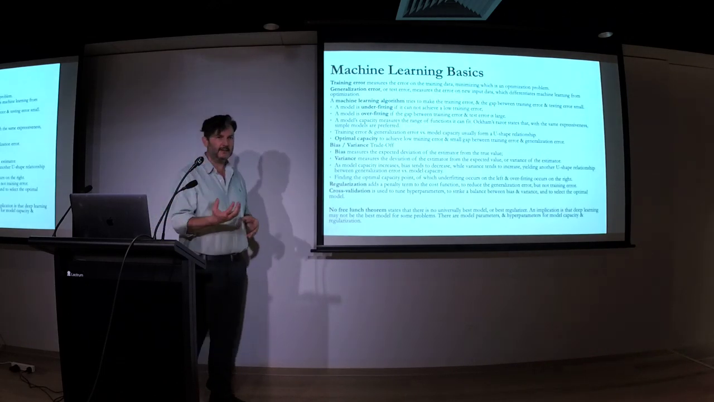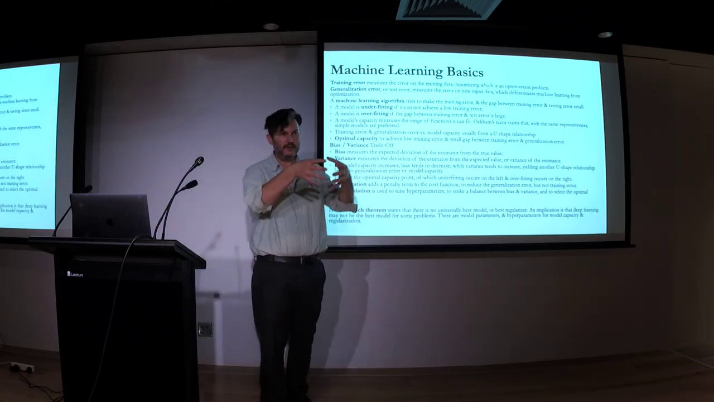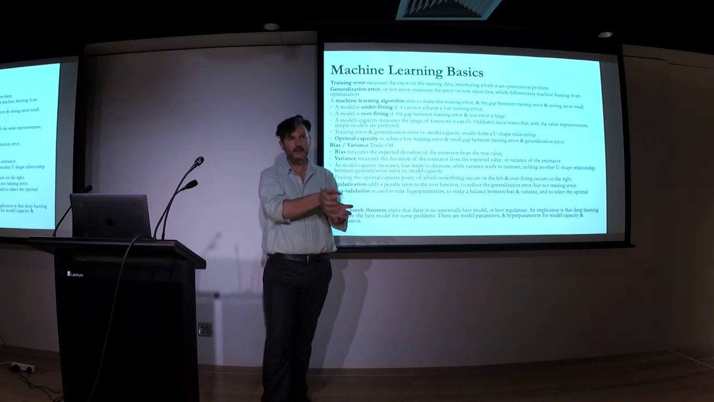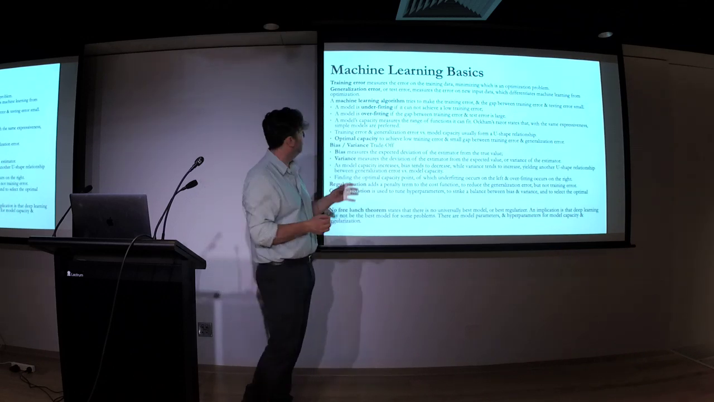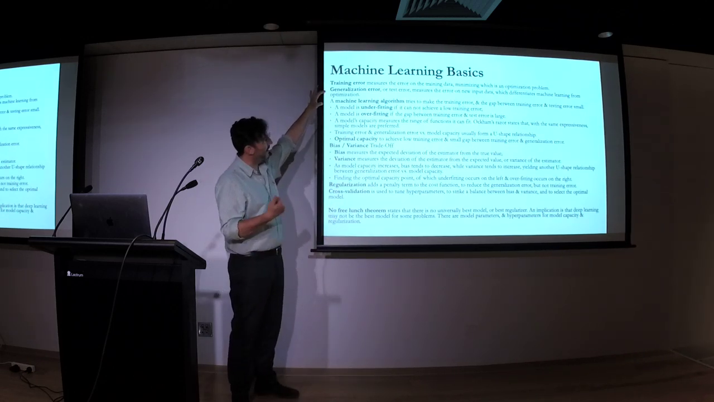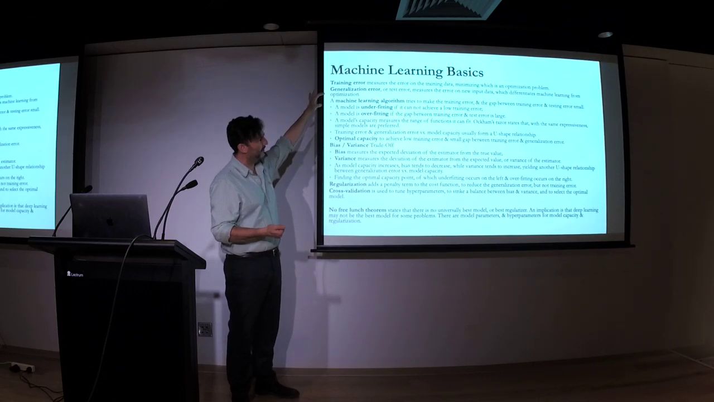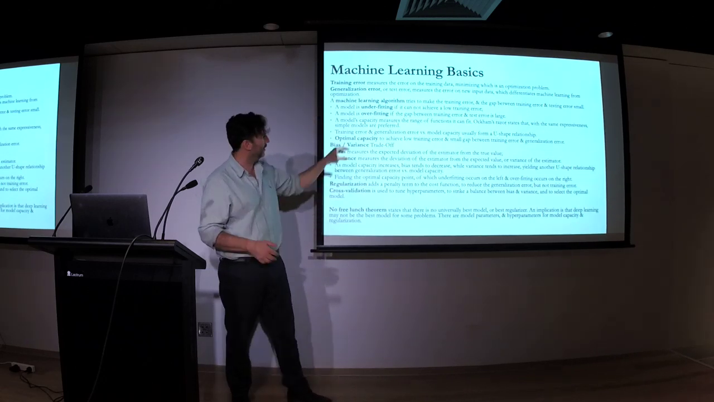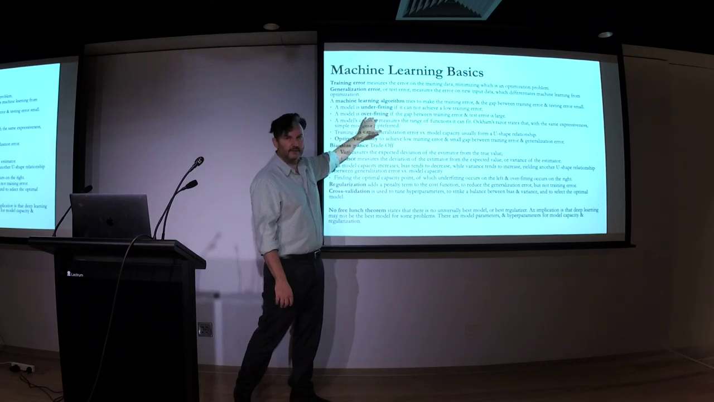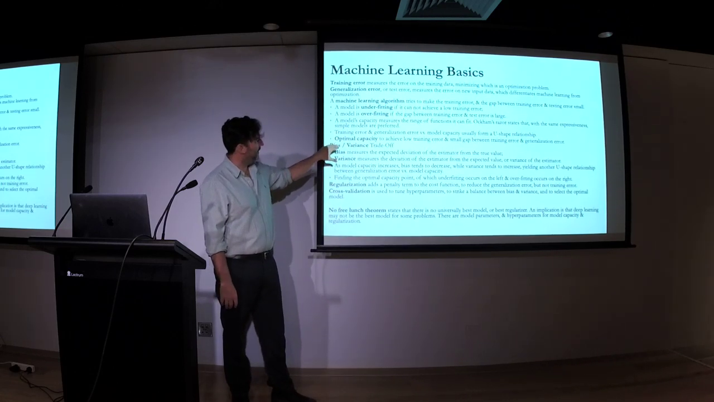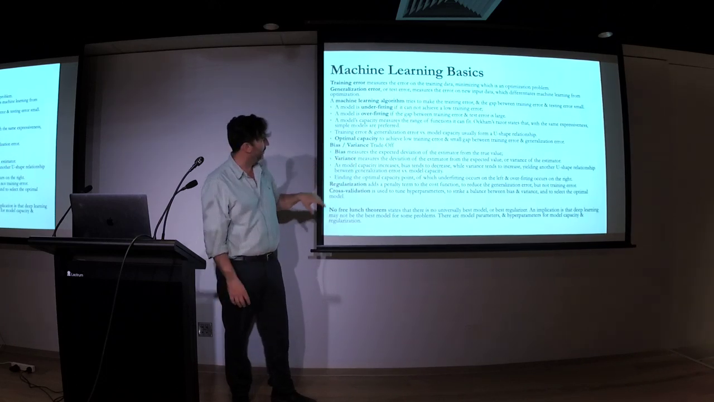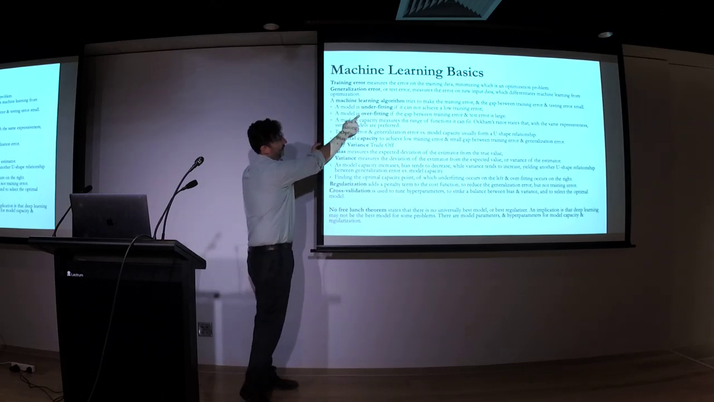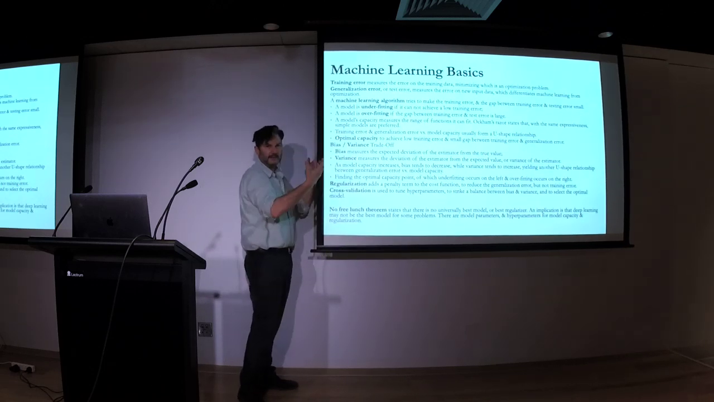Now we've got some machine learning basics, and that's, I guess, the purpose of the talk. We'll go through some basics, get into deep learning, get into reinforcement learning, and see how that fits into the overall artificial intelligence. So we've got the training error, which measures the error on the training set, and minimizing it is the optimization problem. We've got the generalization error. The key things we're really looking for are underfitting and overfitting. And then you're looking at the bias-variance trade-off, and I'll talk a bit more about that on the next slide. But in terms of overfitting and underfitting, what we're trying to get is your optimal capacity.